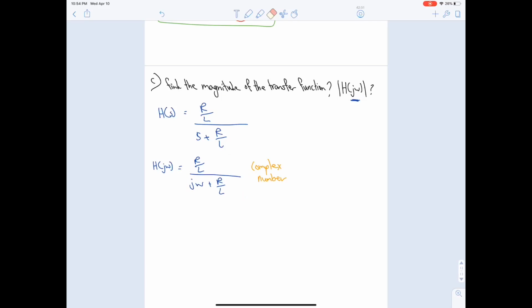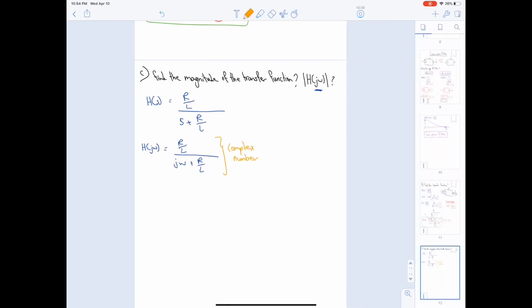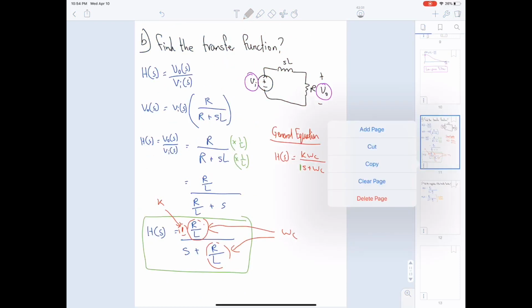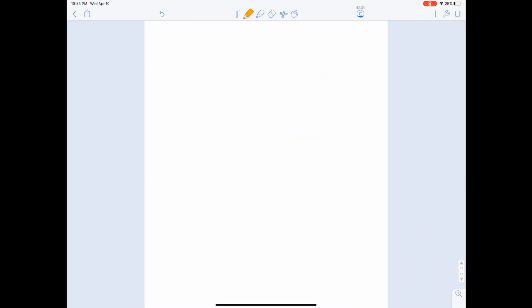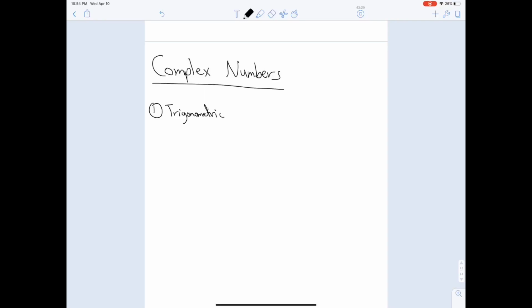In order to do this, we need to have some knowledge on complex numbers. Okay? Let me add a page here and give you a brief introduction on complex numbers. Complex numbers. There are two forms to represent a complex number. The first form is the trigonometric format. The other one is the phasor format.